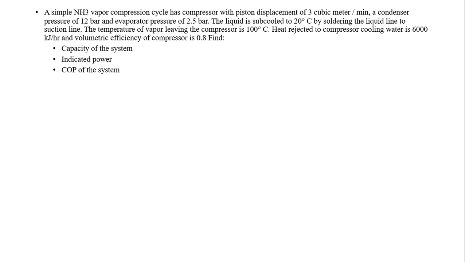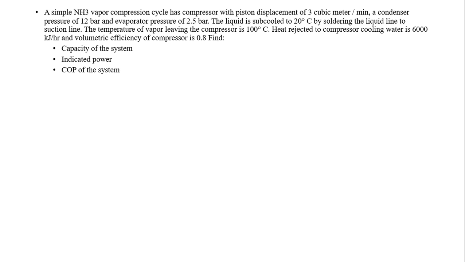For this numerical we will just note down the given data first of all, and then we will solve the problem. Okay, so we'll read the problem over here. A simple NH3 vapor compression cycle has a compressor with a piston displacement of 3 cubic meter per minute, and having the condenser pressure of 12 bar, evaporator pressure of 2.5 bar. This liquid is subcooled to 20 degrees Celsius by soldering the liquid line to the suction line. So subcooling is given. The temperature of vapor leaving the compressor is 100 degrees centigrade.